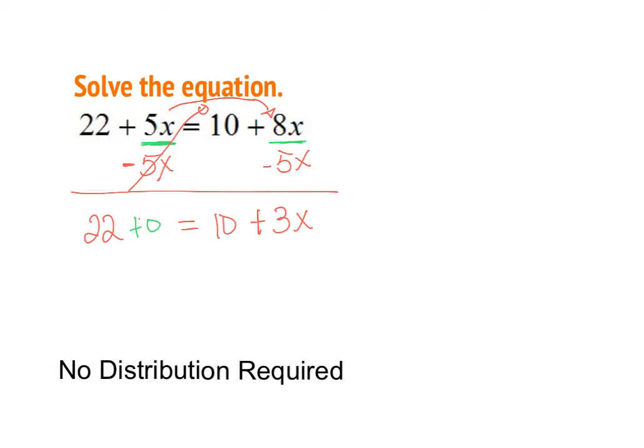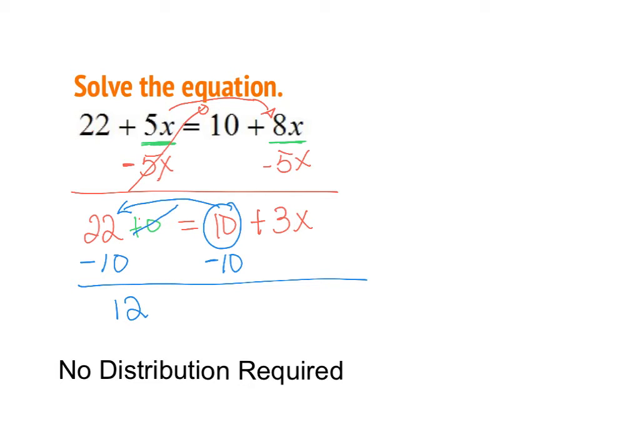Now I want to move that 10 to the left, because now I only have one x on the right side, no x's on the left. Because that is a positive 10, the opposite or inverse would be to subtract, and what you do on one side, you do on the other. So 22 minus 10 is 12. That 0 is not necessary. 10 minus 10 is 0. Bring down the equal sign. 3x, we did nothing with 3x.